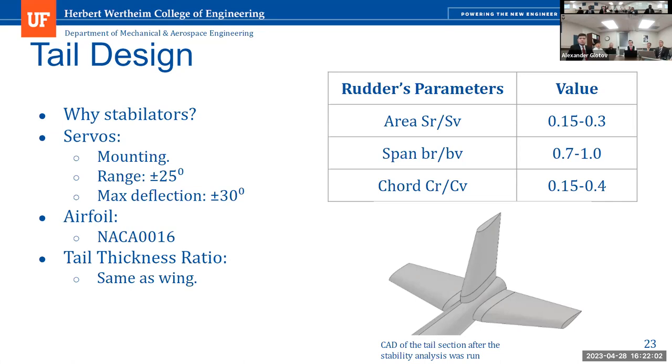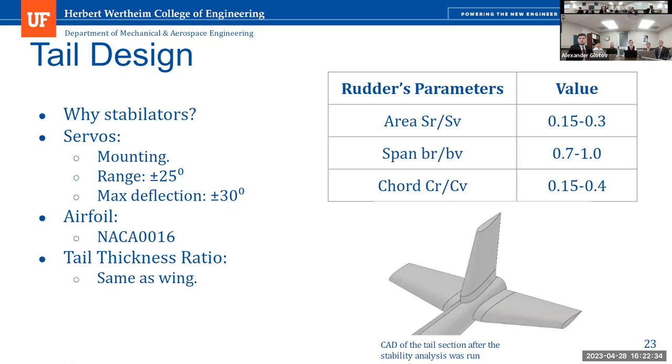For the servos, we mounted the stabilator servos adjacent to the fuselage and the stabilators, and the one for the rudder we embedded into the tail. This way we avoided long push-rods that could bend and alter the functioning of the stabilators while they are in the air. And also we designed the rudder based on the parameters that you see on the screen.